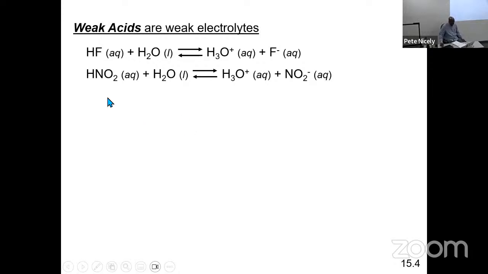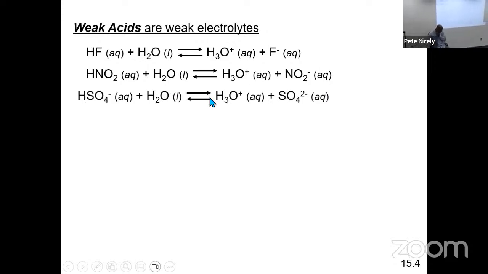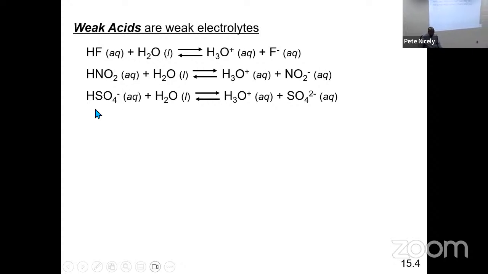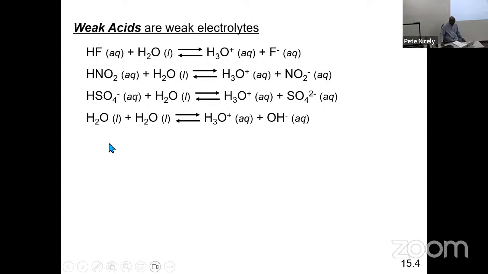Here's another example. In the case of nitrous acid, it will also undergo incomplete or partial dissociation. A third example would be the hydrogen sulfate ion, which is formed from the strong dissociation of sulfuric acid. So I think I mentioned that last time, that sulfuric acid has 2 hydrogens that you can lose when it adds to water. But the first dissociation is strong, but the second dissociation, which is represented here, is weak, all right? And here's another example, and you might be surprised at this.